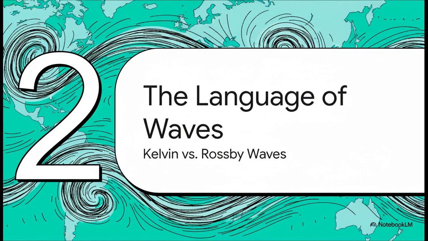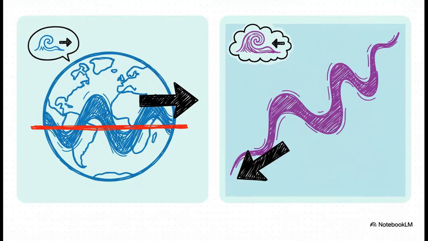All right, let's move on to our next section, the language of waves. And no, we're not talking about the waves you see at the beach. We're talking about those massive planetary waves that examiners love to ask about, specifically Kelvin and Rossby waves. The key difference here is really clear.